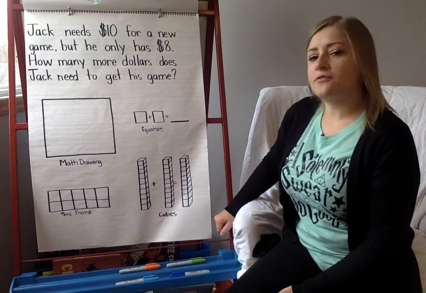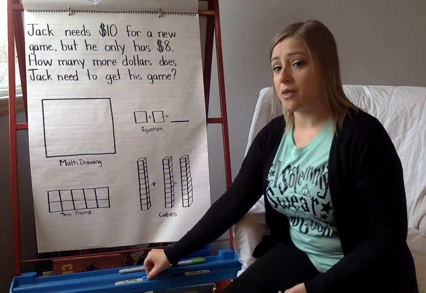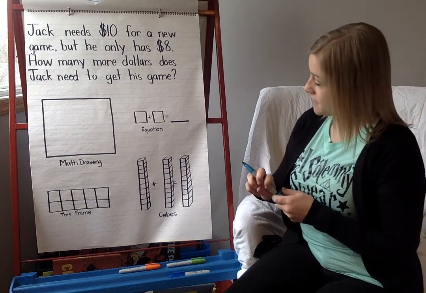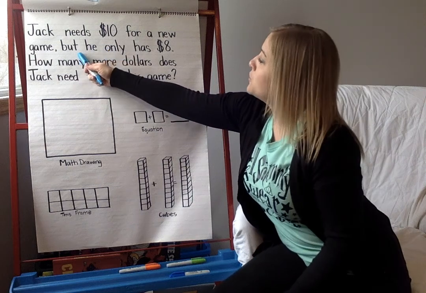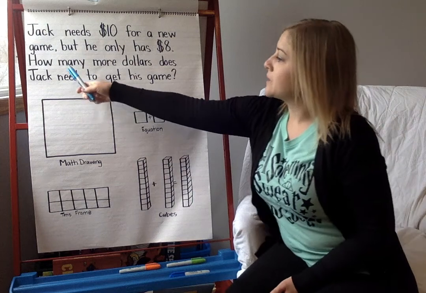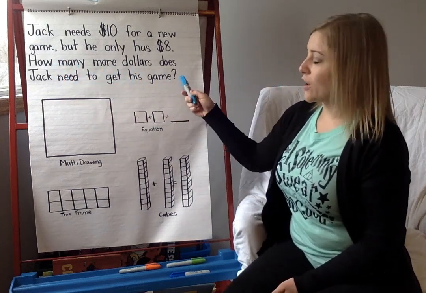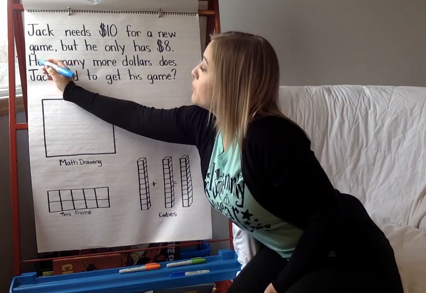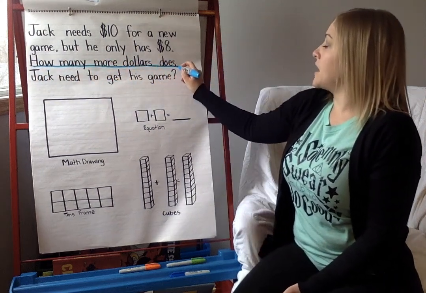So we have to first find the problem that they're asking us to solve. So if I take my blue marker, we'll use blue this time for our question. Jack needs $10 for a new game, but he only has $8, period. That must not be our question. How many more dollars does Jack need to get his game? Question mark. There it is. There's our sentence that has a question mark at the end. So that is the problem we're solving. So let's underline that here.